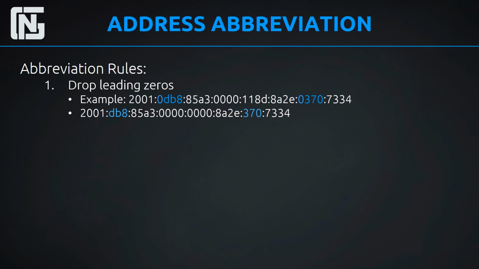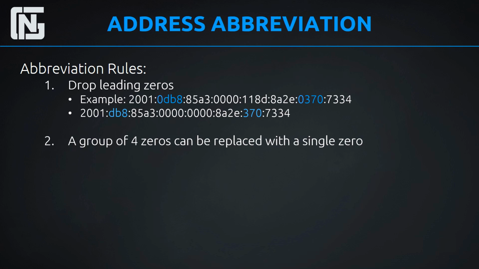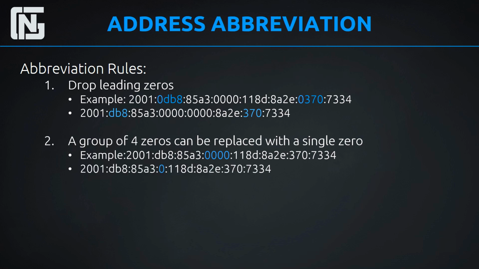So drop leading zeros, that's the first thing. Second thing is, when we have a group of 4 zeros, we can replace that group of 4 zeros with a single 0. So let's look at an example. And we see here a group of 4 zeros. When we have a group of 4 zeros, we can replace it with a single 0, just like so. So we've taken those 4 zeros, and now we've rewritten the address with just a single 0 in place.